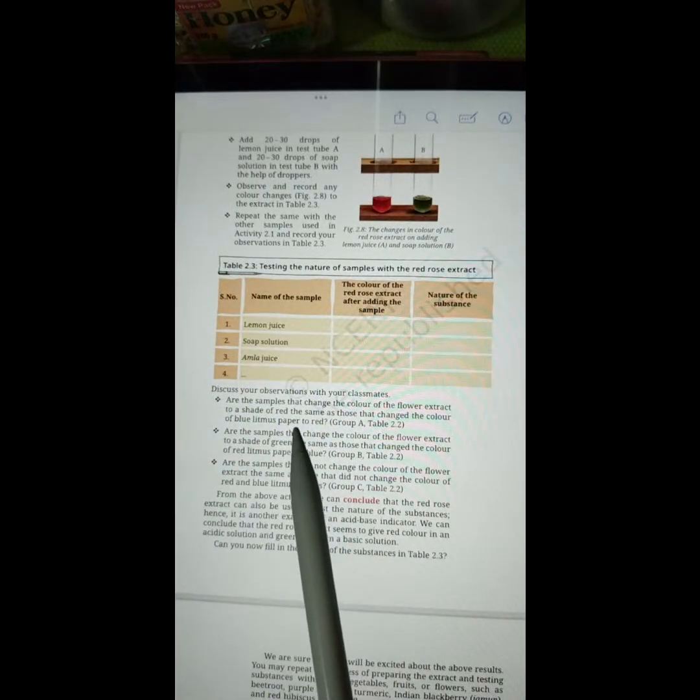Are the samples that change the color of the flower extract to a shade of red the same as those that change the color of blue litmus paper to red? Group A. Are the samples that change the color of the flower extract to a shade of green the same as those that change the color of red litmus paper to blue? Are the samples that do not change the color of the flower extract the same as those that did not change the color of the red and blue litmus papers?